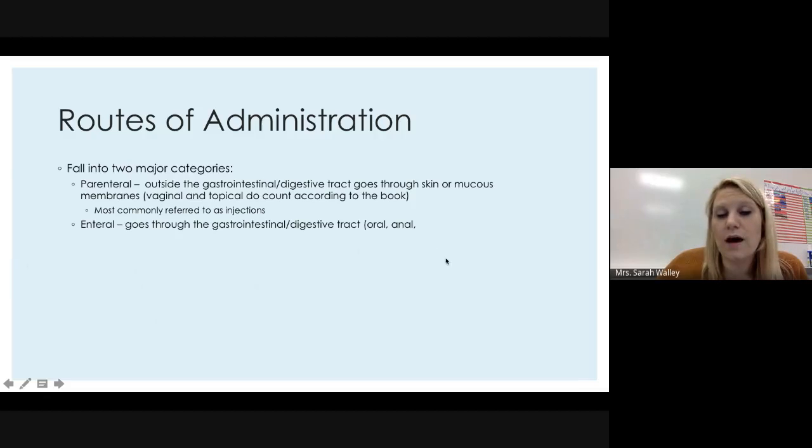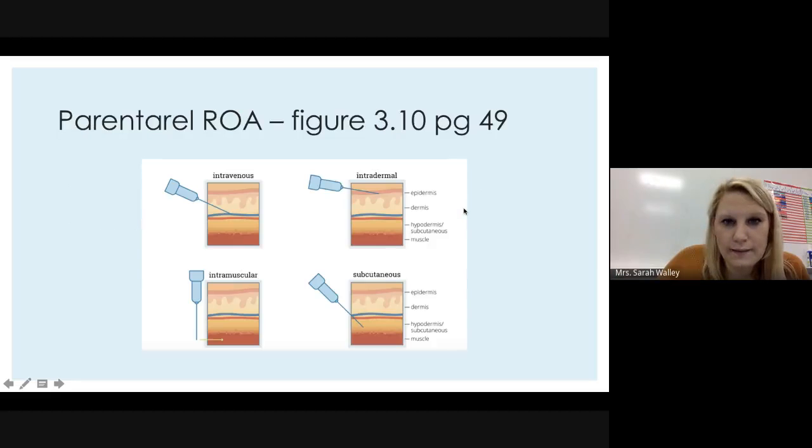Except for the anus, that's kind of its own thing. It is part of the digestive tract, so they still call it enteral. So those are the main ways that they can go through your body, right?